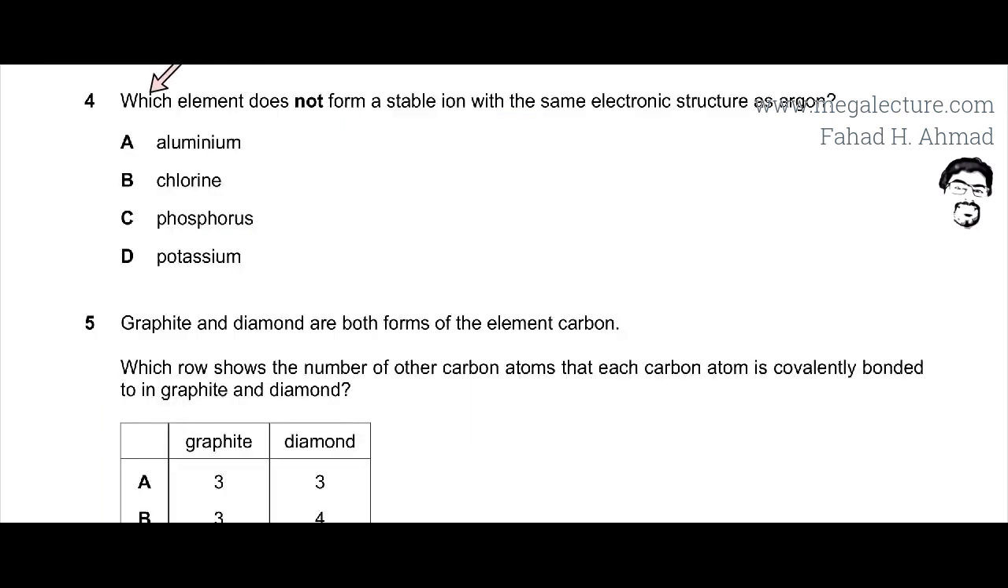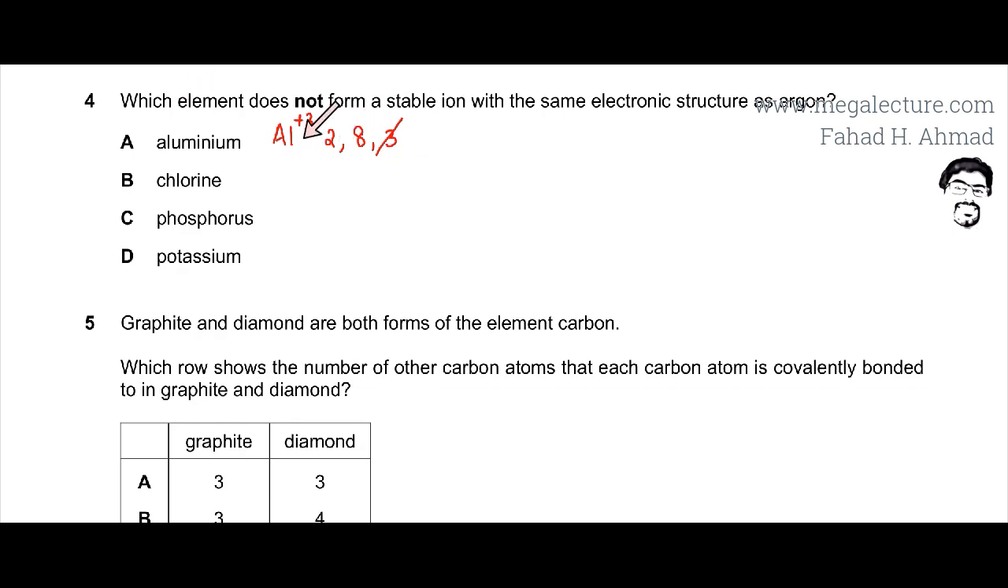The following question reads: which element does not form a stable ion with the same electronic structure as argon? Now, starting with the first one, we know that aluminium's electronic configuration has 13 electrons, so it's 2, 8, and 3. Now, if it's 2, 8, and 3, the aluminium ion that is formed is always +3. It's in group 3, so it loses its 3 outer shell electrons. If it loses 3 outer shell electrons, you're only left with 2 electrons and 8 electrons. That's a total of 10 electrons.